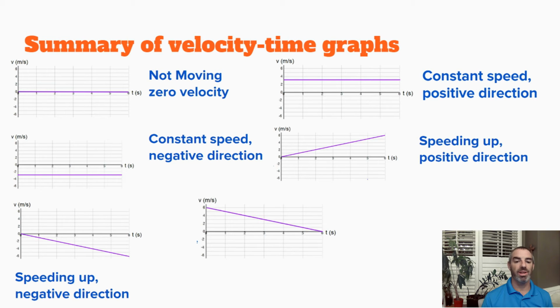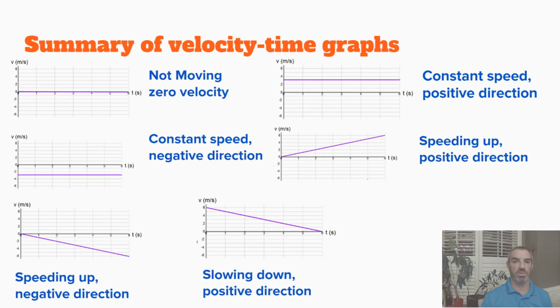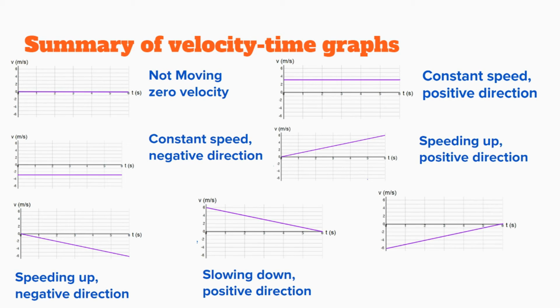When we have a line drawn like this, that shows that it is slowing down in the positive direction. The speed is getting closer to zero, positive direction because it's drawn above the time axis. And when we have a line drawn below the time axis approaching zero, this shows that it is slowing down in the negative direction. Again, slowing down because the velocity is getting closer to zero and because it's drawn on the negative side of the time axis. That shows slowing down in the negative direction.